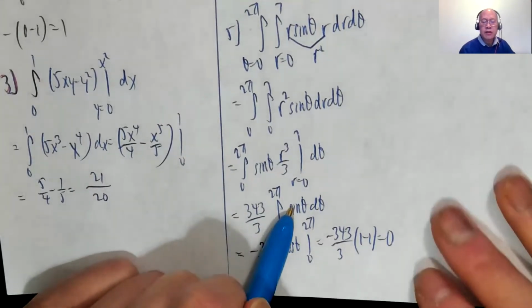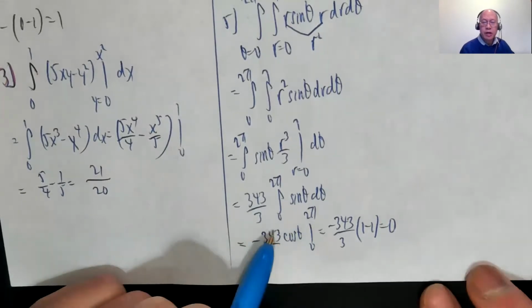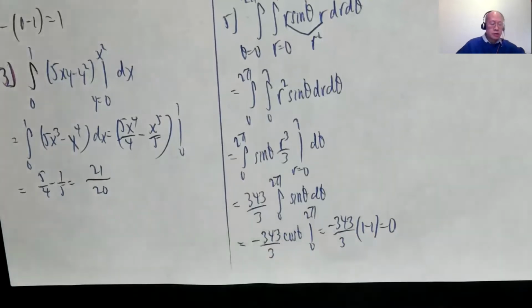Integral from 0 to 2 pi of sine of theta. Integral of sine is negative cosine. So negative 343 over 3 cosine of theta. Cosine of 2 pi is 1. Cosine of 0 is also 1. So the final answer is 0.